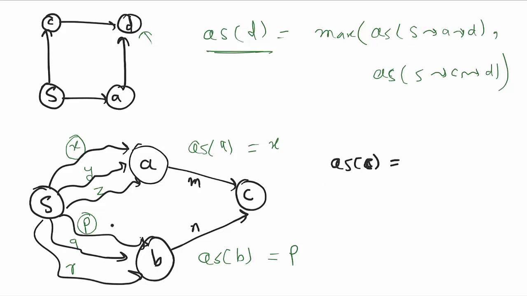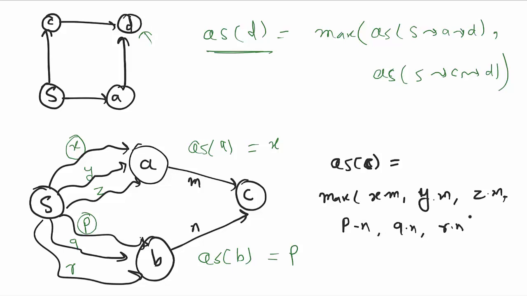It will be the maximum of all paths from S to C. And what are all the paths? S to A itself has 3 paths. So basically I will say the maximum of X into M, comma, Y into M, comma, Z into M, comma, P into N, comma, Q into N, comma, R into N, right? This is what I will be taking.